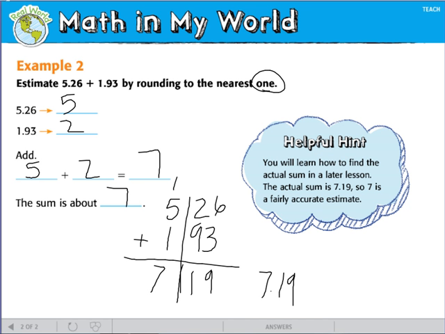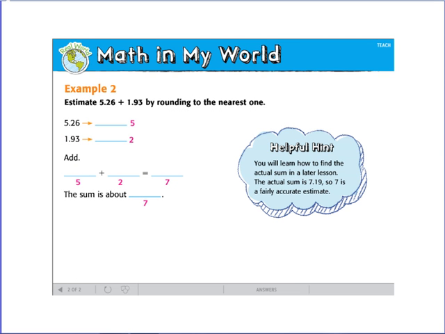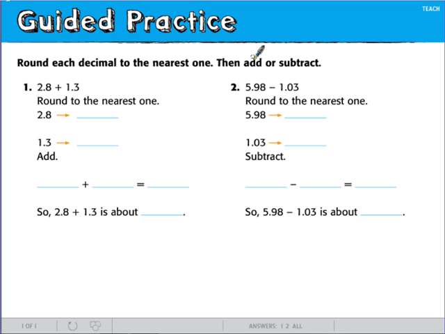We're going to go over that more. Right now, all I need you to worry about is you are going to round and add. Round and subtract. We're estimating sums. We're going to round each decimal to the nearest one, and then we're going to add or subtract. And that's what we're going to do for guided practice. And then I'm going to give you guys, you should be able to finish this stuff up within this class period before you have to go, which will be good because we're going to play with some more decimals this afternoon.